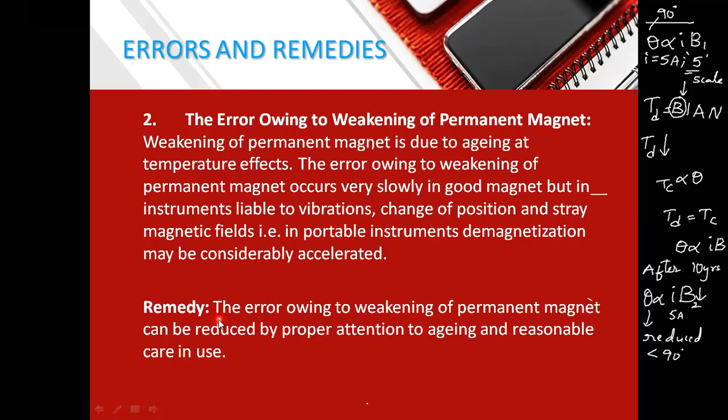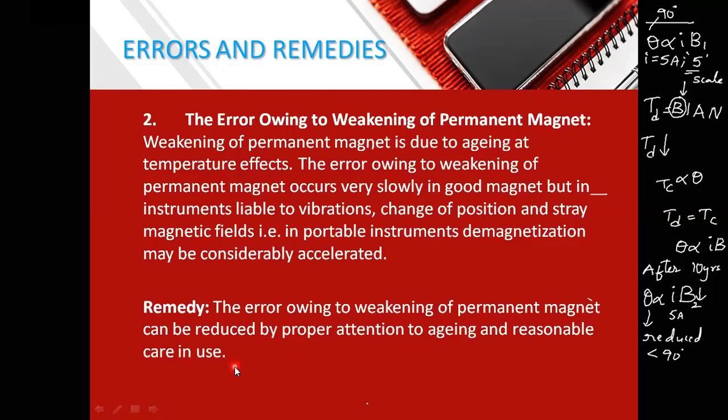Now we'll discuss the remedy of the error. The error owing to weakening of permanent magnet can be reduced by proper attention to aging and reasonable careful use.